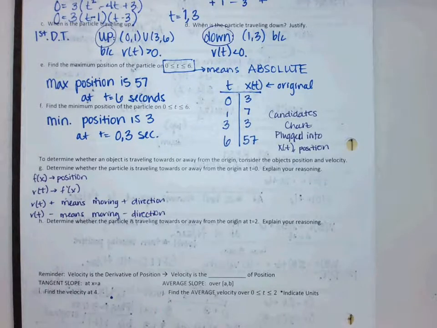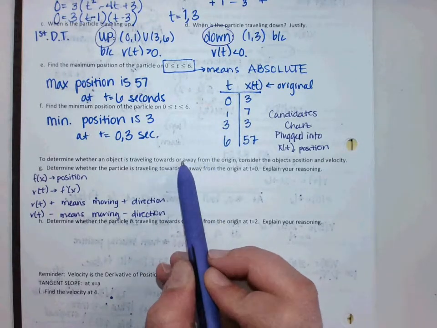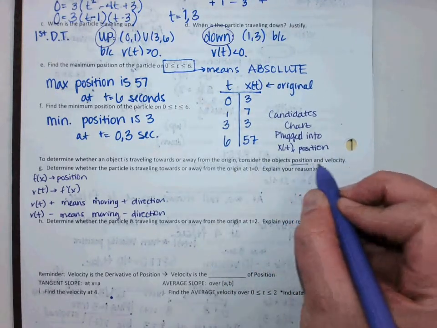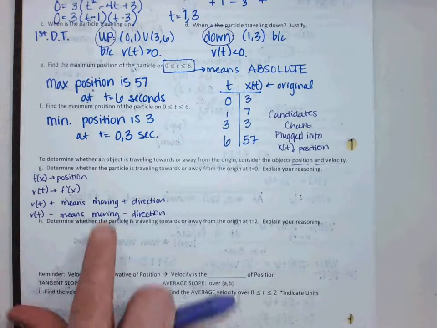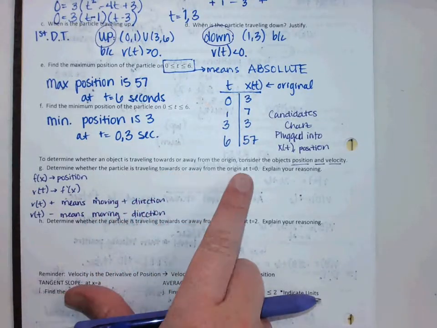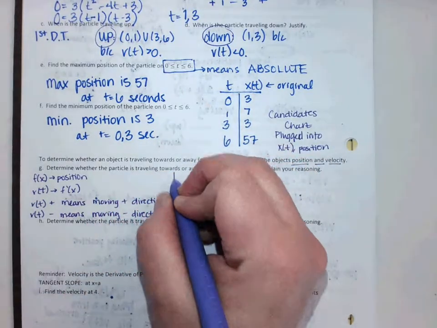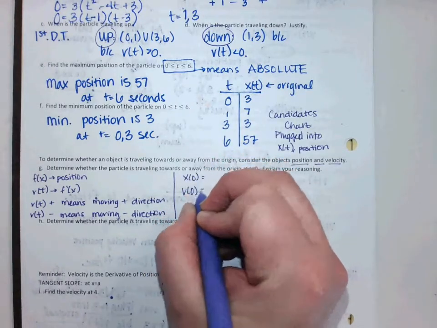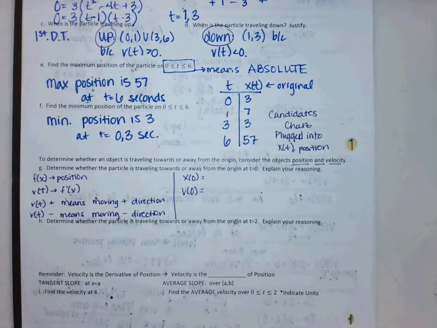Okay, so letter G is new, so even if you were here on Friday, you didn't learn this yet. It says, to determine whether an object is traveling towards or away from the origin, consider the object's position and velocity. You must know both. So, if I want to know if it's going towards or away from the origin at 0, I need to find the position at 0 and the velocity at 0. Now, when I find position at 0, I'm taking 0, I'm plugging it back into position. Okay, or I can just look at the chart that I conveniently already made.